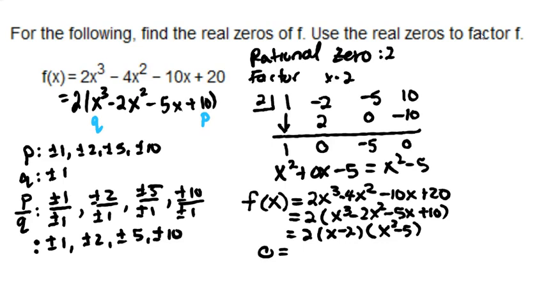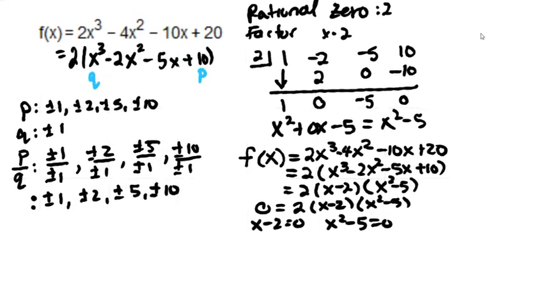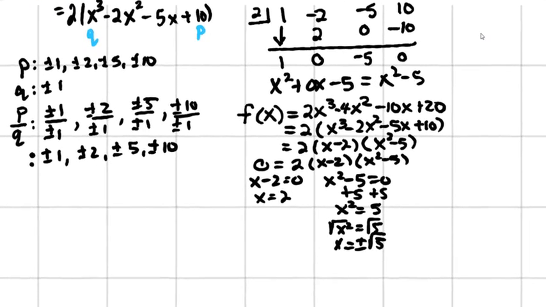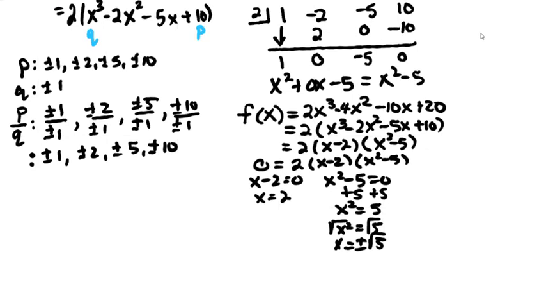We'll set our polynomial equal to 0. And we set x minus 2 equals 0, x squared minus 5 equals 0. So x minus 2 solves to be x equals 2. Here I'll add 5 on both sides and get x squared equals 5. Square root both sides to give x equals plus or minus square root of 5. So we've identified the other two zeros to be positive square root of 5 and negative square root of 5.